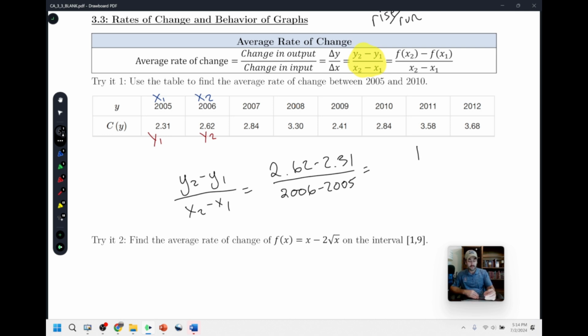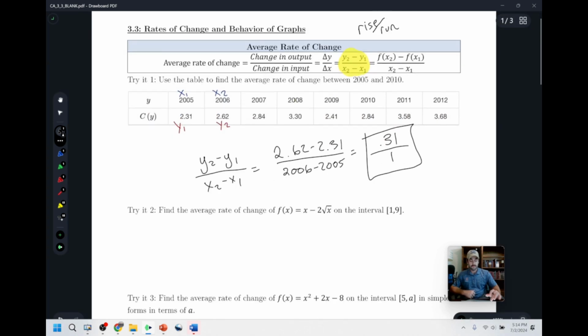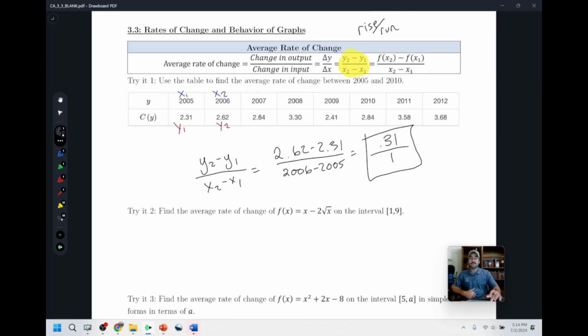And if you do your math well, 2 minus 1 is 1, 6 minus 3 is 3, 2 minus 2 is 0, over 1, because 6 minus 5 is 1, and I'm just going to leave it at 0.31. Well, there's your slope. There's your average rate of change in between 2005 and 2006. And if this is a linear function, which we have to check every instance to see if it is, then it should be a consistent rate of change no matter which numbers you pick.